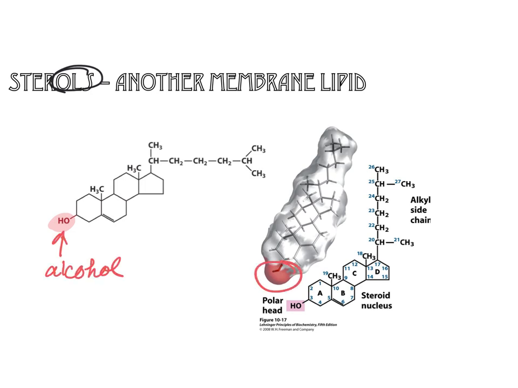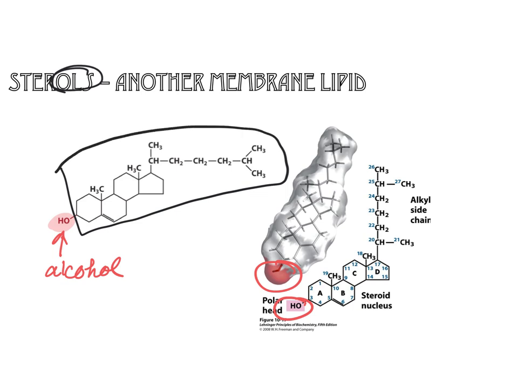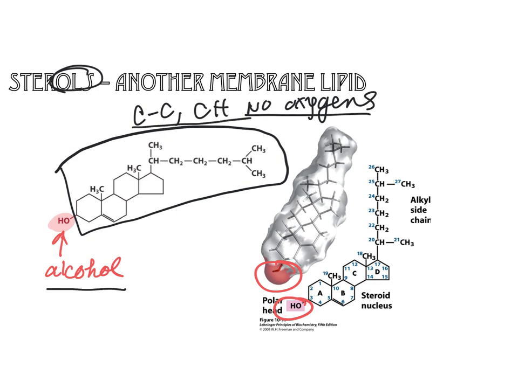They have to. So here's the alcohol group here. The other thing that sterols have to have is that the rest of this has to be just carbon-carbon and carbon-hydrogen. No oxygens. Okay, feature number one, must have an alcohol. Feature number two, must be carbon-carbon and carbon-hydrogen across the whole rest of the molecule.